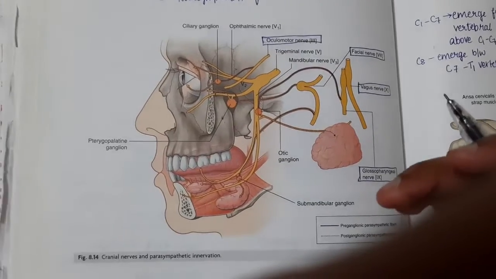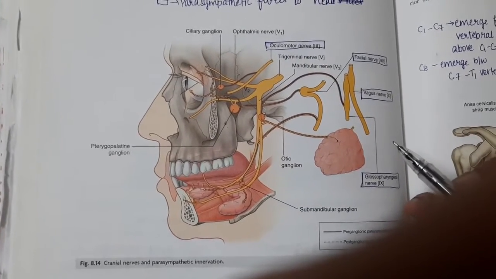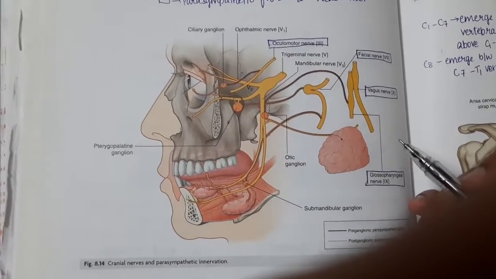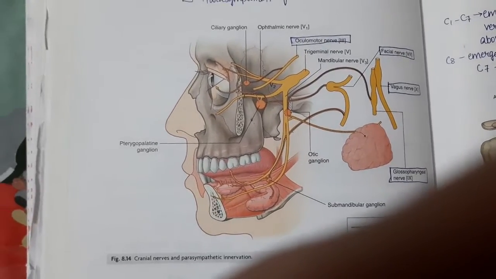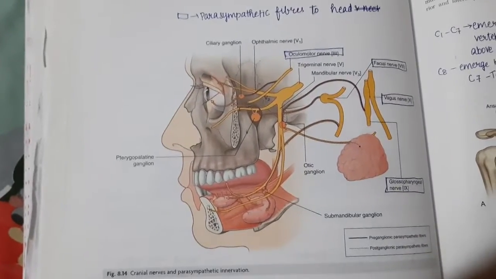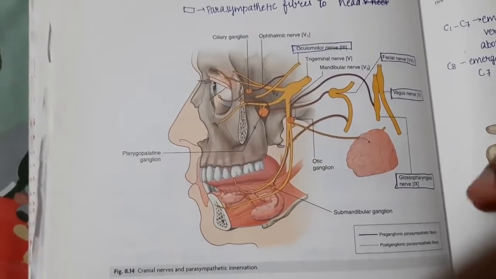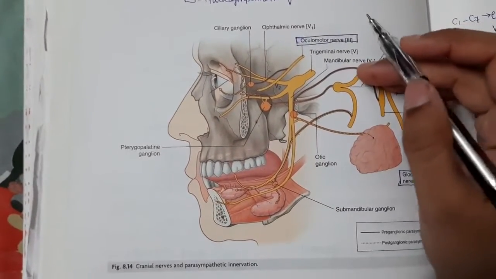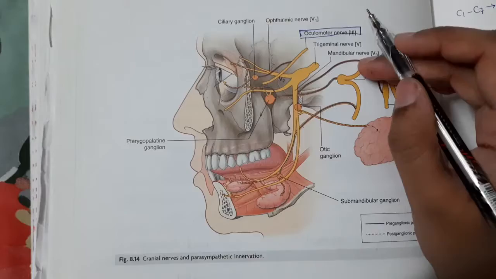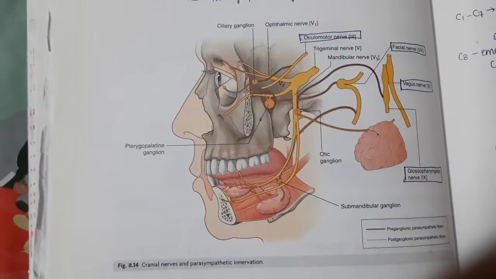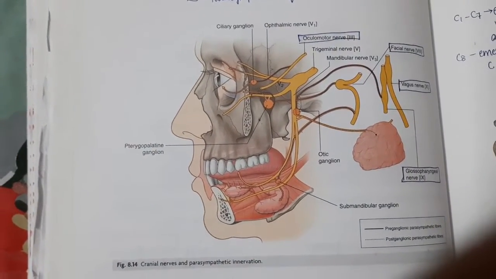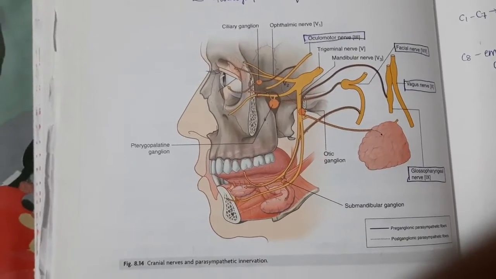Hello friends, let us now learn about the different cranial nerves and their parasympathetic innervations. Right. So here the parasympathetic fibers, see we have almost 12 cranial nerves. But all the cranial nerves do not contain parasympathetic fibers.